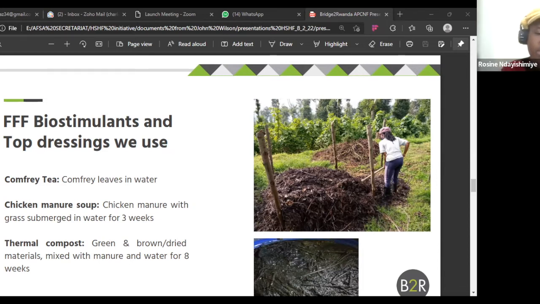Using the chicken manure soup, the compost, and the comfrey tea actually removes the need to use other synthetic fertilizers, and the vegetables are much, much better. The challenge we were facing is that people will not accept the use of fertilizer on the vegetables they are consuming. You find the farmers also having that issue, saying we are eating more fertilizer. So this is a good way for them to do it without feeling that they are ingesting chemicals in their bodies, and they greatly appreciate it.